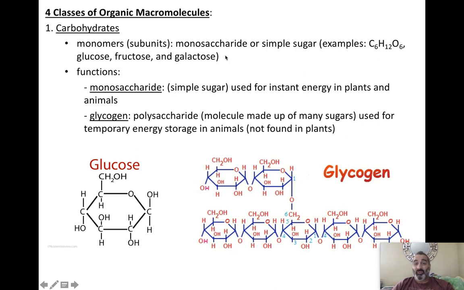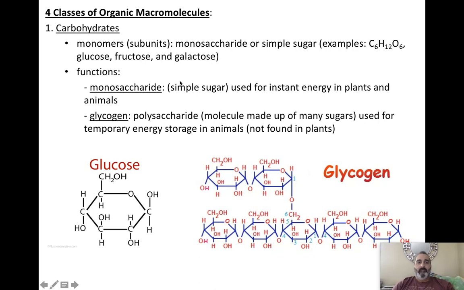Well, the monomers are simple sugars, also known as one sugar, monosaccharide. Saccharide meaning sugar, mono meaning one. These are the building blocks of carbohydrates, and these are examples of them: glucose, fructose, and galactose. This is the chemical formula for glucose. And these are all simple sugars here, basically, different versions.